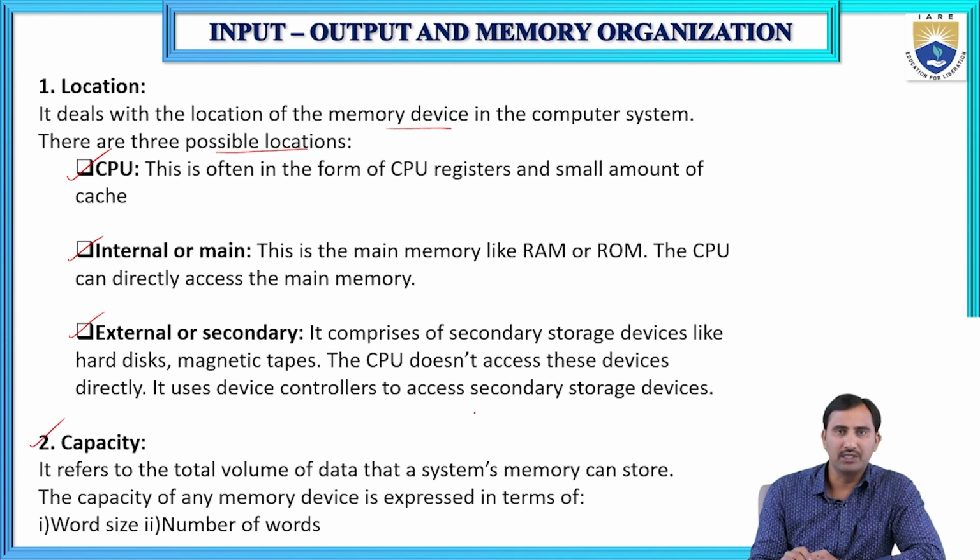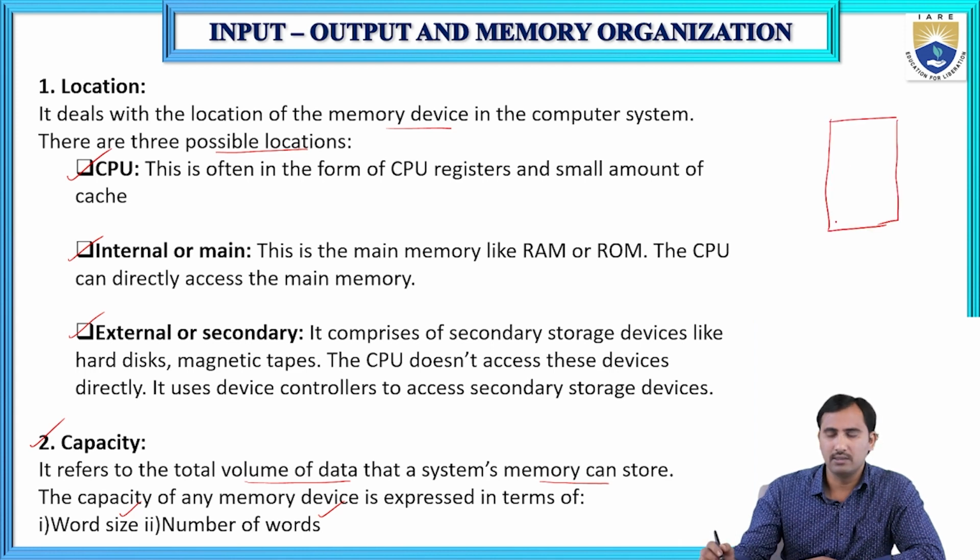And coming to the capacity, so capacity is the amount or the total volume of data that the system's memory can store. That is called capacity. The capacity of any memory device is expressed in the form of the word size and the number of words. So using these two, we can decide the capacity of a particular memory device. So suppose you have a memory like this.